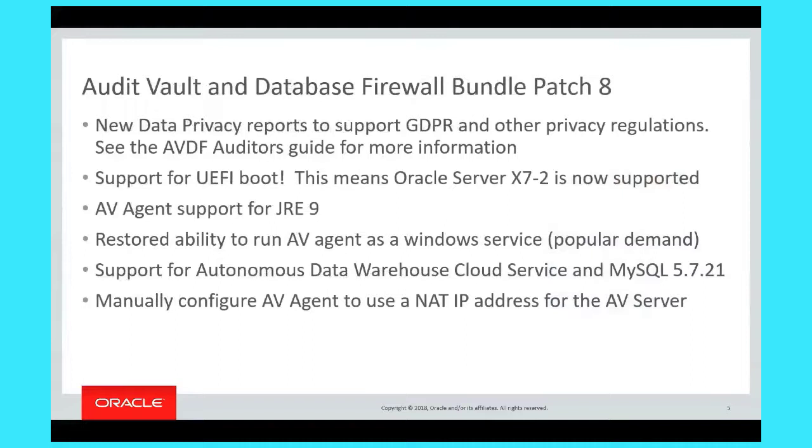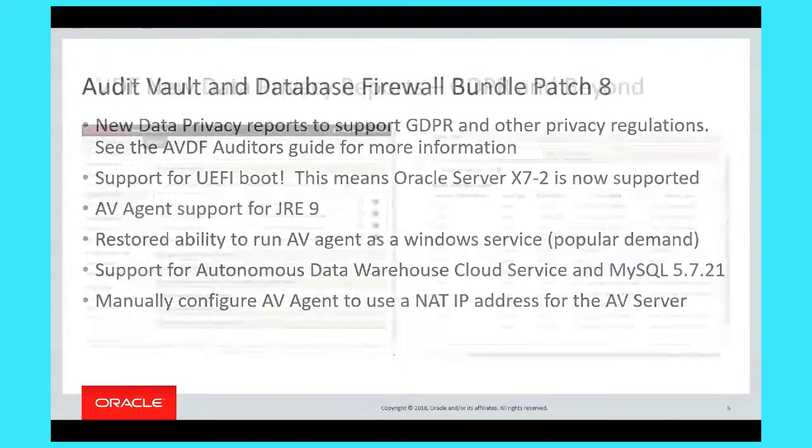We've updated our Java support to account for JRE 9, and we've restored the ability to run the Audit Vault agent as a Windows service. We removed that a couple of bundle patches ago, and there was good popular demand to return it. We've updated our support for MySQL to the latest version, and we've given you the ability to manually configure the Audit Vault agent to use a NAT IP for the Audit Vault server. Again, we've had some requests for that, usually with cloud deployments where you're seeing more use of NAT internal to an organization.